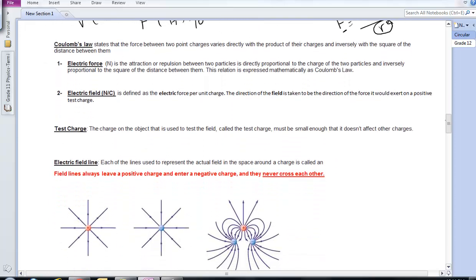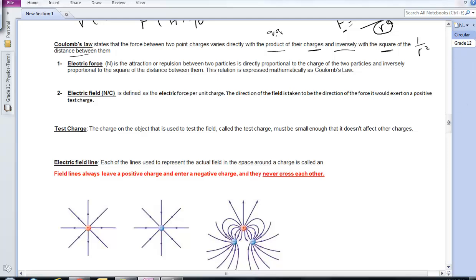So this is Coulomb's law, which states that the force between two point charges is directly proportional to the product of the charges, because they are multiplied, and inversely proportional to the square of the distance. Don't forget the square, 1 over R squared.